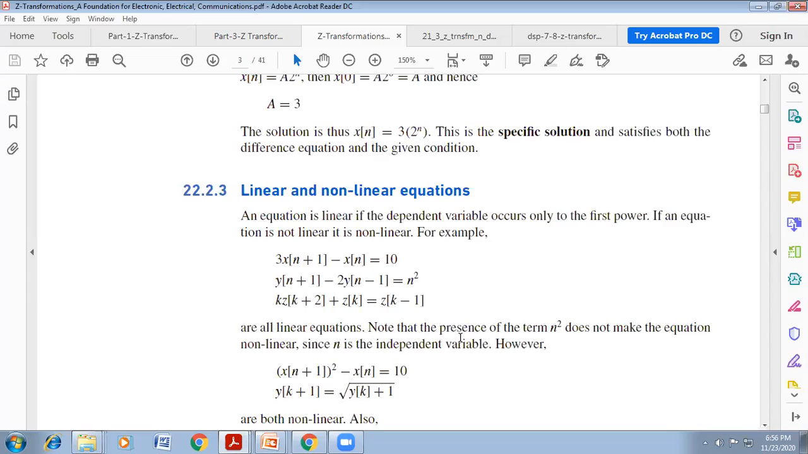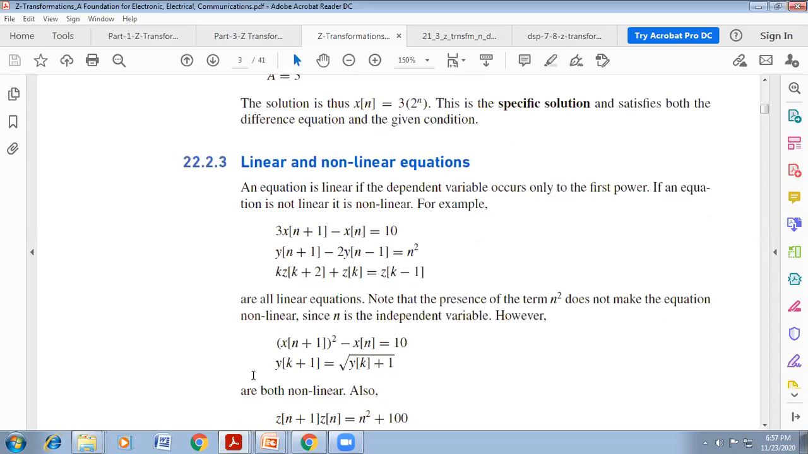All are linear. Note that the presence of the term n square does not make the equation non-linear because n is the independent variable. The power of the dependent variable indicates whether it will be linear or non-linear. In the first equation the dependent variable is x, so the highest power is 1. And in the second difference equation, the dependent variable is y, so the highest power is 1. This is why this is also linear. Linear means just the power will be 1.